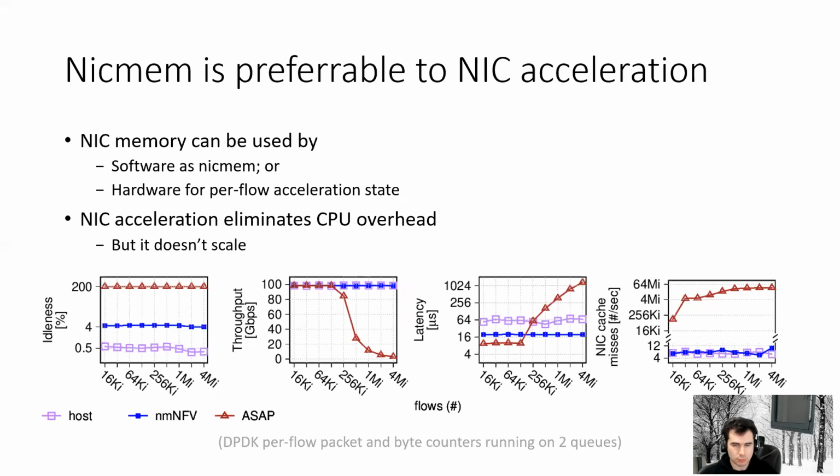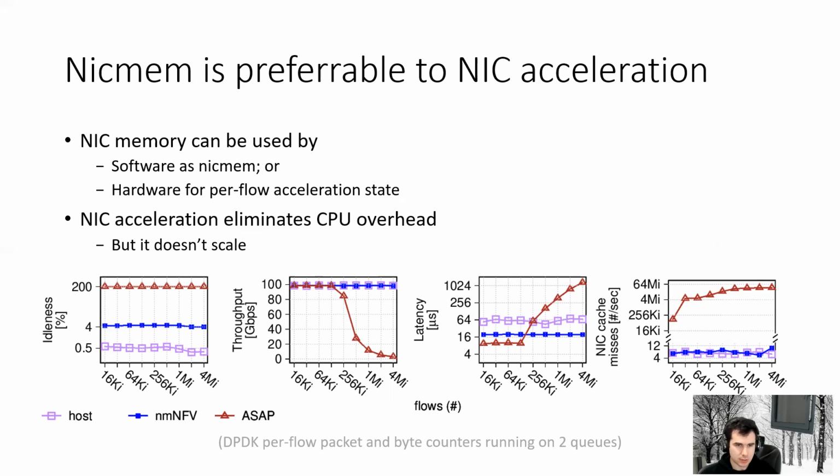So to compare Nicmem to NIC acceleration, we implement a simple network function that counts the number of packets and bytes per flow. And we run it on two queues. We choose two CPUs when using the CPU. And we implement this on DPDK with hostmem, Nicmem, and with ASAP, which is NVIDIA's accelerated switching and packet processing technology that completely offloads all the network functionality into the NIC hardware.